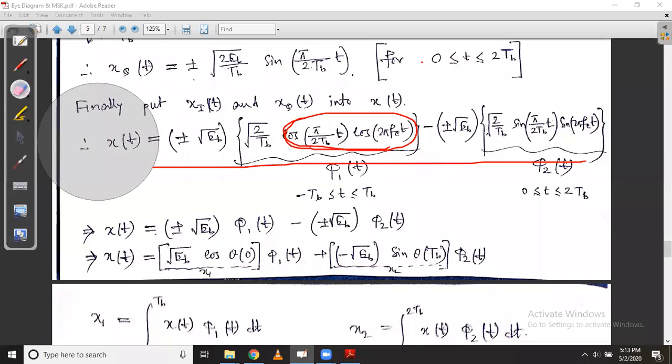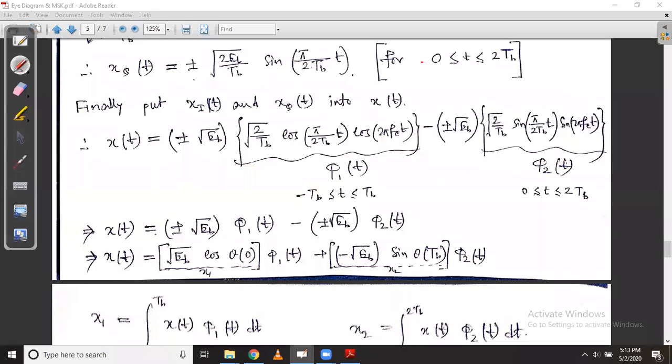We will take these two things at the input of the transmitter. Listen carefully. These two things we will get at the input of the transmitter, and at the output of the transmitter we will get the whole expression by taking these two things at the input.